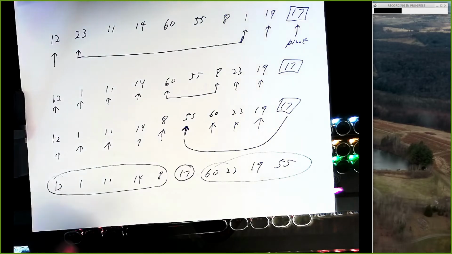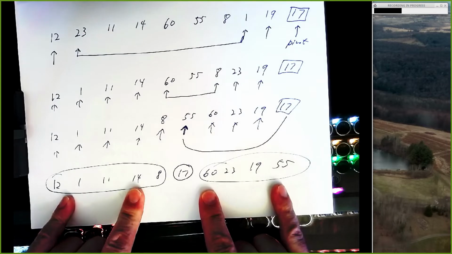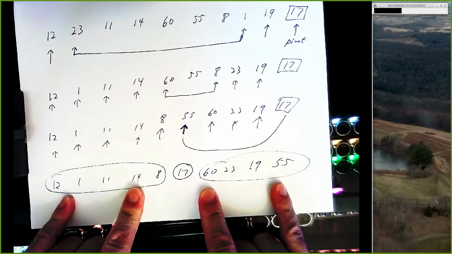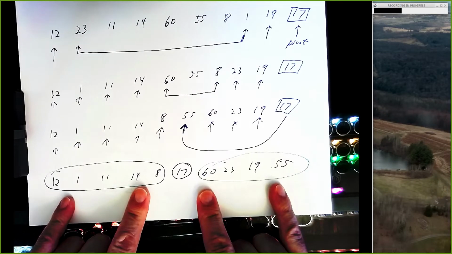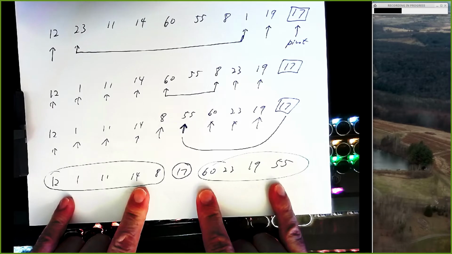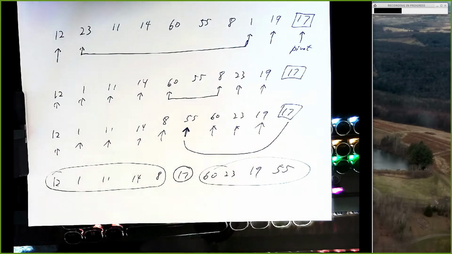Alright, so the final question is, how do we sort these smaller lists? What's the magic answer? The same sort. Yeah, use a quicksort. So good old recursion comes back.